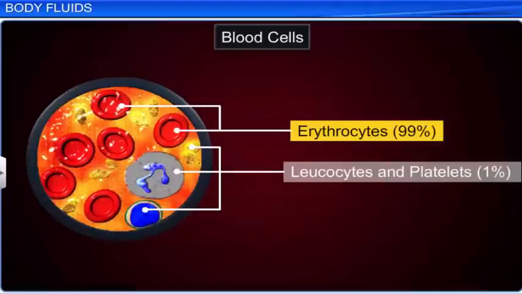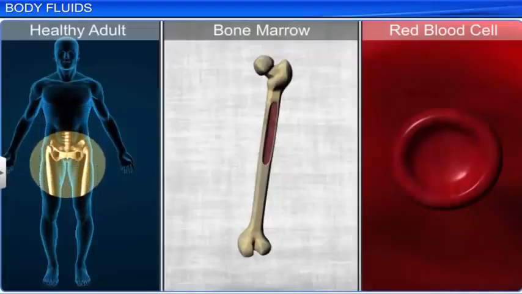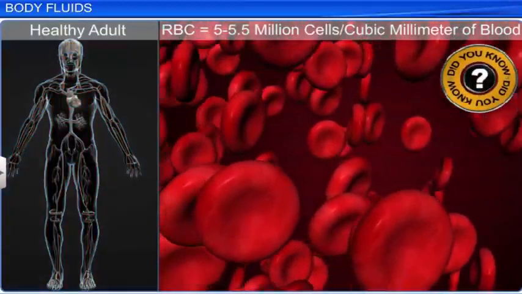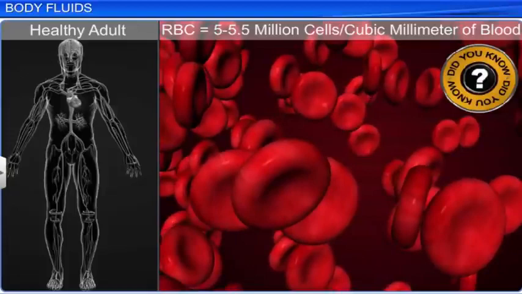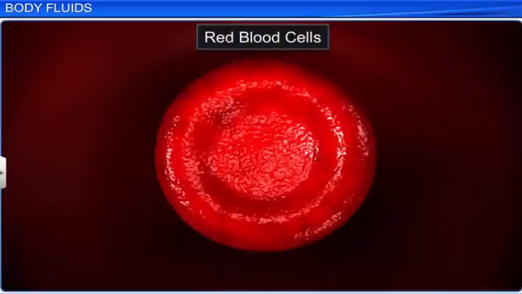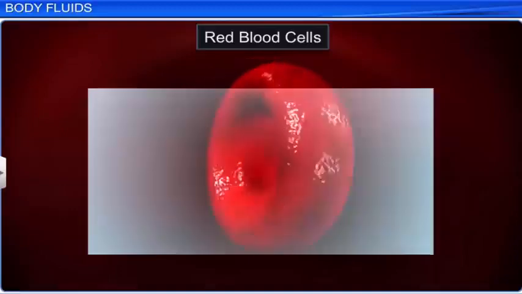Erythrocytes, or red blood cells, comprise 99% of formed elements. In adults, they are formed in the bone marrow. Did you know that a cubic millimeter of blood contains around 5 to 5.5 million RBCs? RBCs are biconcave in shape and lack a nucleus in the mature state.